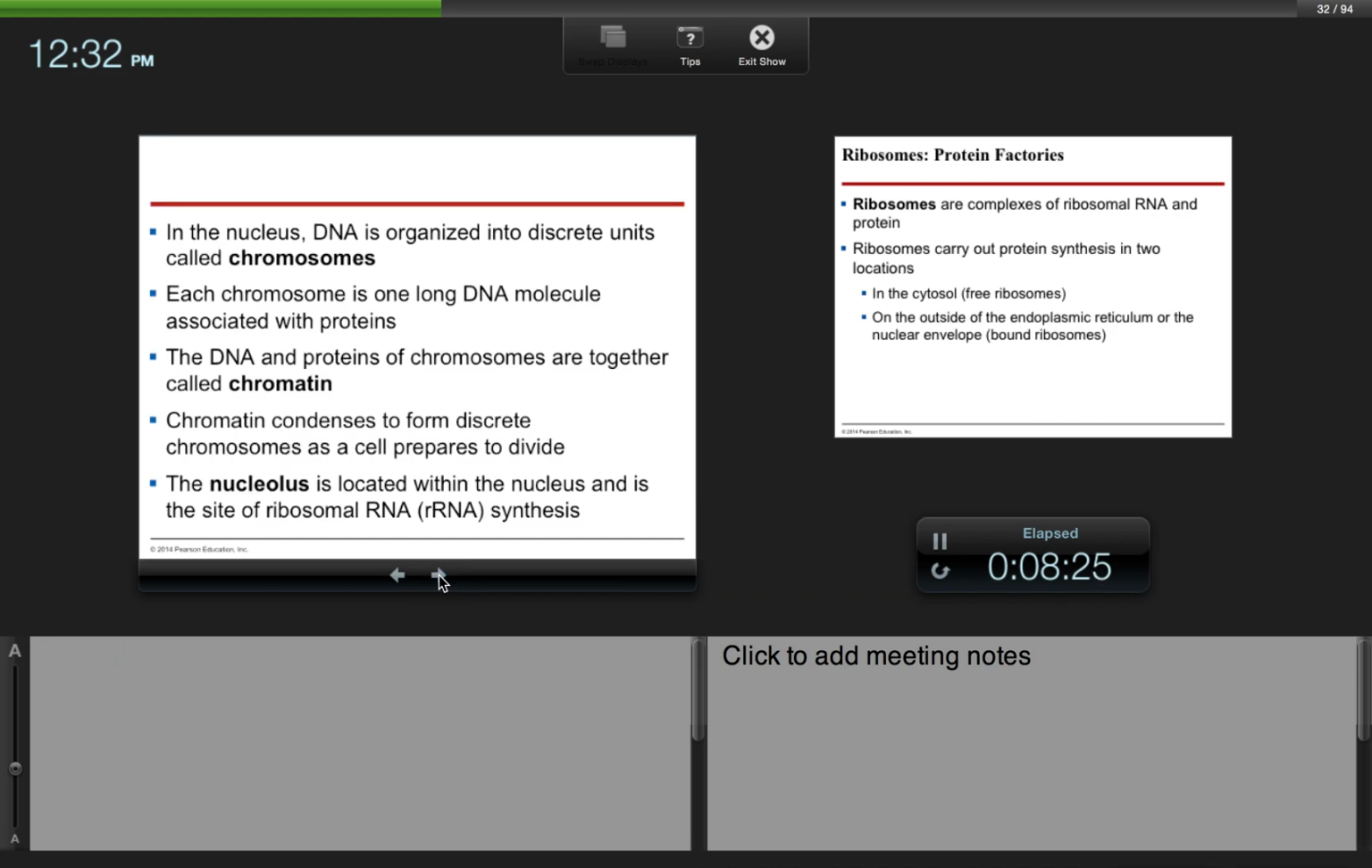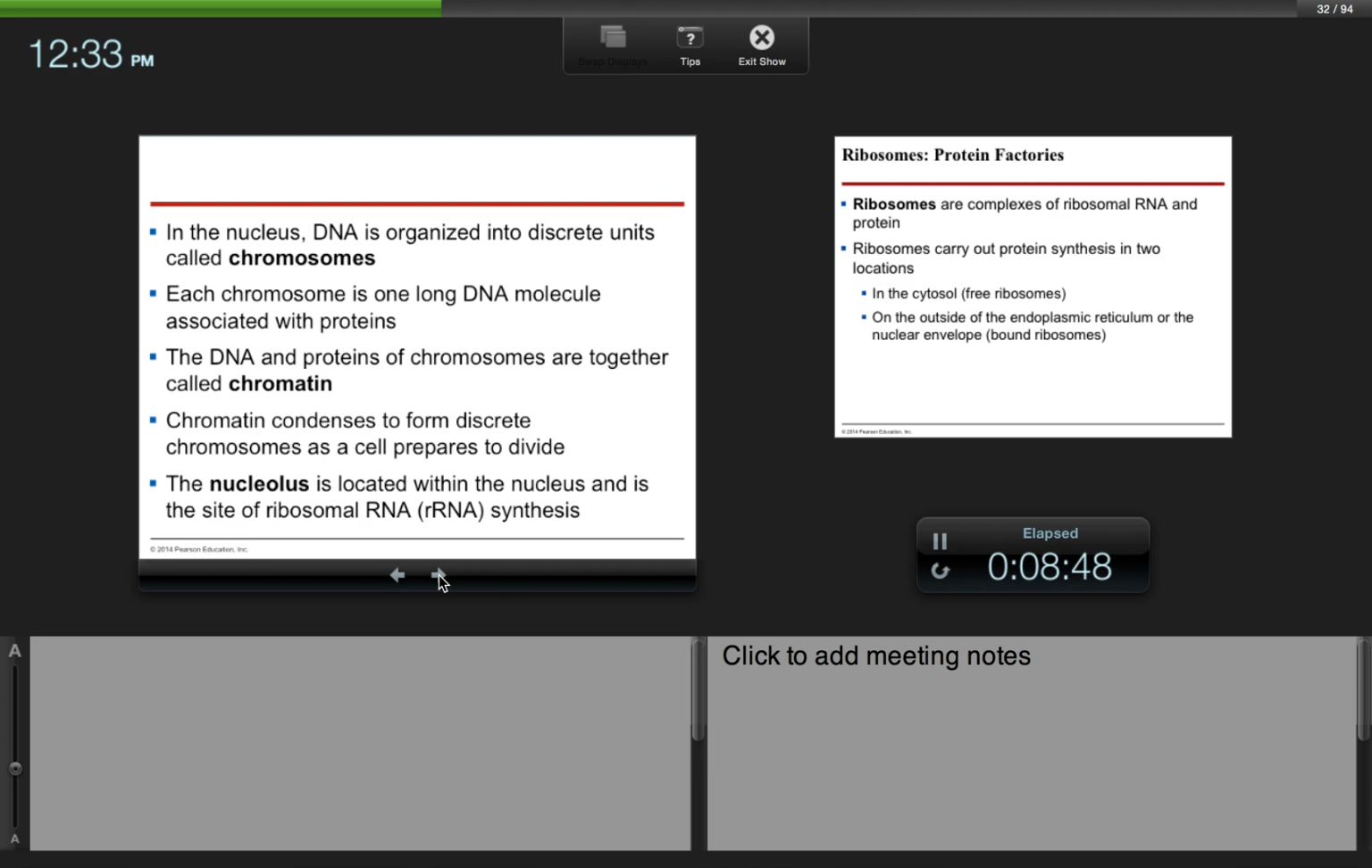In the nucleus, DNA is organized into discrete units called chromosomes. Each chromosome is one long DNA molecule associated with proteins. As you know, we have 46 chromosomes in our body or somatic cells, and we have 23 chromosomes in our gametes, egg and sperm. The DNA and proteins of chromosomes are together called chromatin.